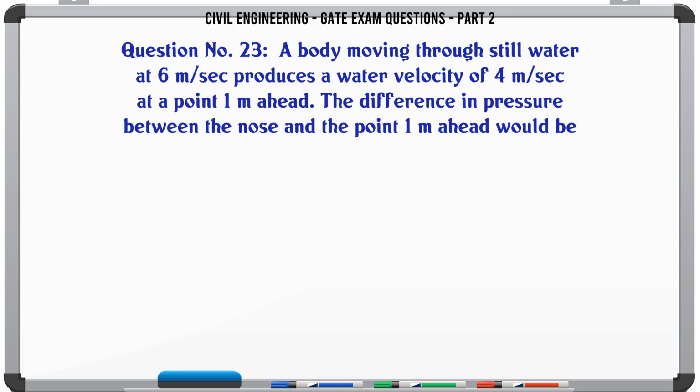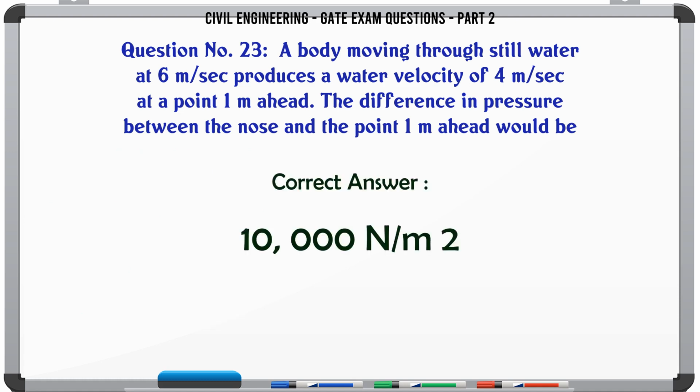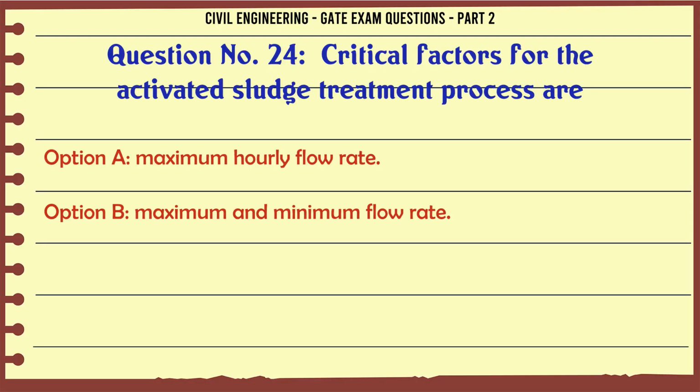A body moving through still water at 6 m/sec produces a water velocity of 4 m/sec at a point 1 m ahead. The difference in pressure between the nose and the point 1 m ahead would be A. 2,000 N/m2, B. 10,000 N/m2, C. 19,620 N/m2, D. 98,100 N/m2. The correct answer is 10,000 N/m2.